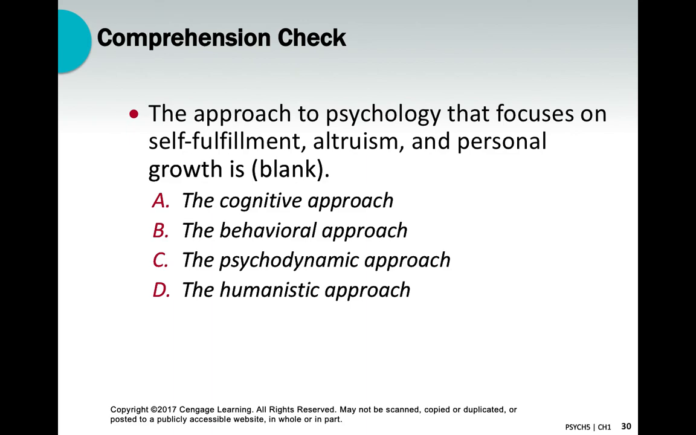You should have answered D, the humanistic perspective, or humanistic approach, excuse me. Go back a few slides, look at the humanistic approach. We talked about Rogers and Maslow, or you should have read about Rogers and Maslow. Humanistic approach. We're all capable of growth. We're all capable of becoming better people. Altruism, helping others for the sake of helping others, is a big part of this as well. We'll talk about that in a future chapter.